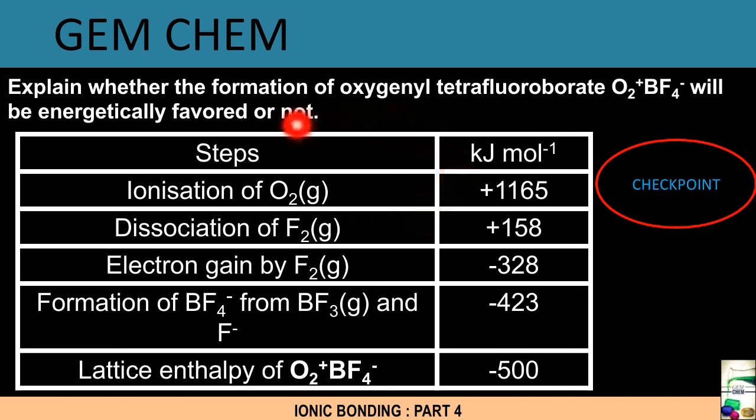Now this is a question. Explain whether the formation of oxygenyl tetrafluoroborate is possible, that is, energetically favored or not, and you can explain it by using the oxygenyl superoxide Born-Haber cycle and some knowledge of previous cycles. So try to construct the Born-Haber cycle and find the answer. In the next video we are going to discuss the solution. So first take a screenshot of this.